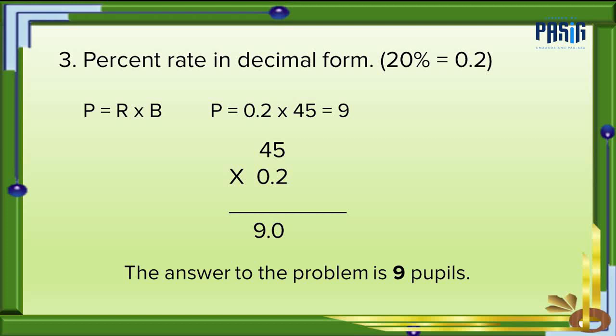Okay, another way of doing it is changing percent into decimal, whereas 20% will become 2 tenths. So applying the formula, P is equal to rate times the base. So we have 2 tenths times 45, or 45 times 2 tenths, is equal to 9.0, or the final answer to this problem is 9.